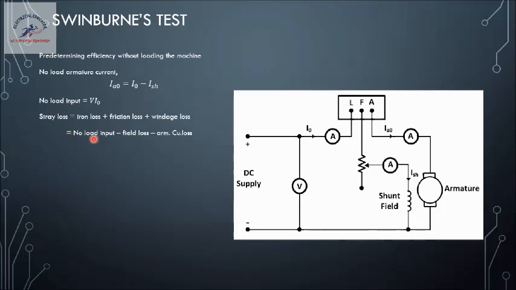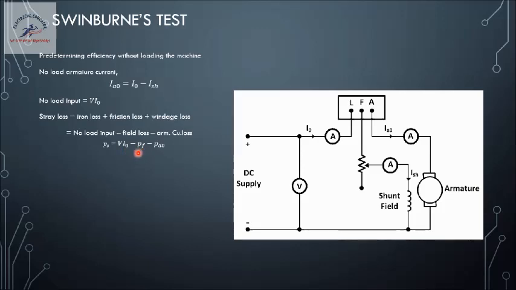Stray loss equals no load input minus field loss minus armature copper loss. Let us substitute. PS is the notation used for stray loss. The no load input is given by V into I naught. Let us denote the field loss by PF and the armature copper loss by PA naught. PF can be given by V into ISH or ISH square RSH, and PA naught is given by IA naught square RA. This is the armature copper loss at no load, this is the input at no load, and this is the field copper loss.